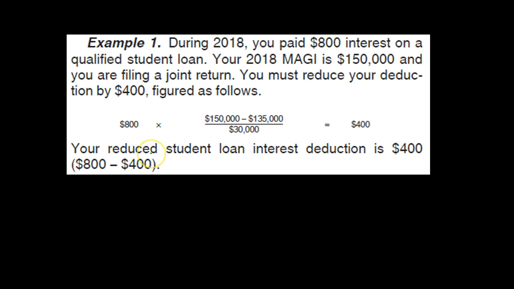Let's take a look at it now in the formula basis of it. If we think about just the formula, we could see the same kind of calculation in the linear kind of format, one step at a time within the worksheet. So it's going to be 800 times 150, which of course was our income, minus the 135, the lower limit, divided by 30,000, the amount given as the married filing joint amount, and that equals the 400. So your reduced student loan interest is 400, which is the 800 minus that 400. So we can see it in this formula format.